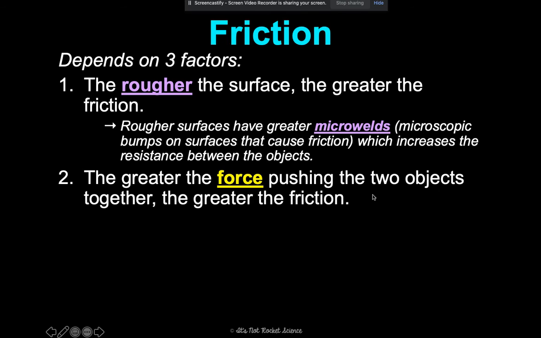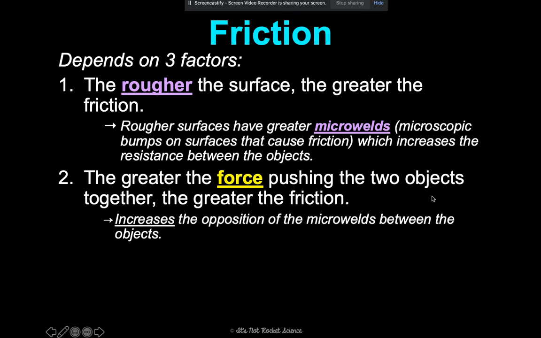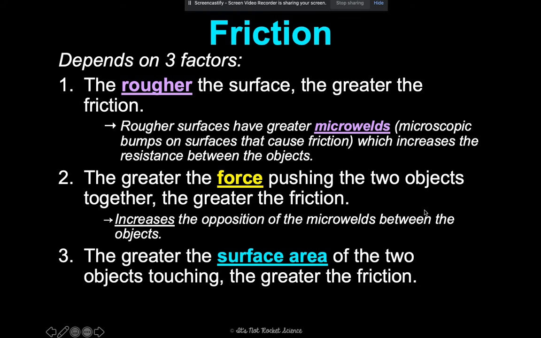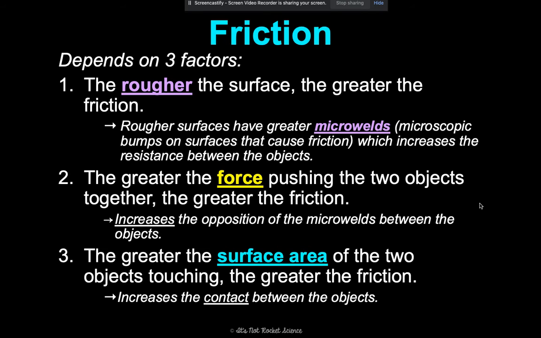The greater the force pushing the two objects together, the greater the friction. So it increases the opposition of the microwelds between the objects. The harder you push two things together, the harder it is to move them across each other, which means the greater the friction. Third and last one is the greater the surface area of the two objects touching, the greater the friction. The increase in contact between the two objects does cause that increase in friction.